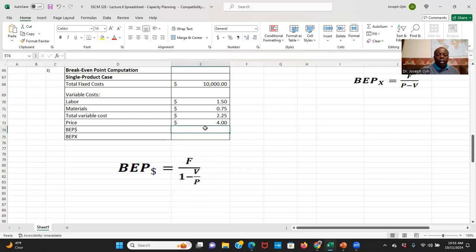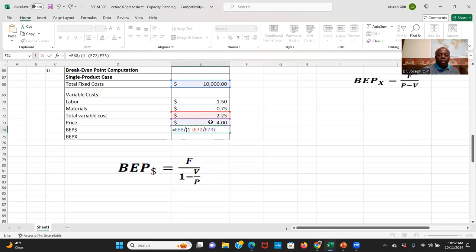Okay, let's start again. Equal fixed cost, total fixed cost, divided by parentheses, 1 minus variable cost. Put it in parentheses so that it will follow order of operation, which is right here, divided by price, which is this price here. Then close the parentheses twice.